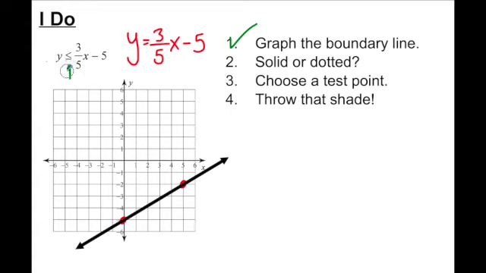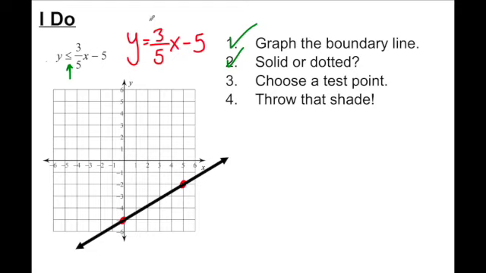Well, here it's solid because being equal to is okay, right? So for example, if I picked 5, -2, what I would end up with is both sides equal, and that's okay, right? It's okay for both sides to be equal because y needs to be less than or equal to 3/5 x minus 5. So that's okay.